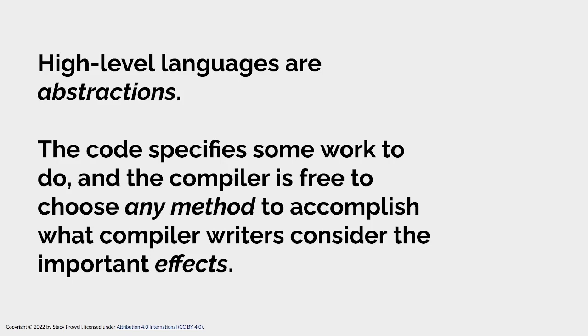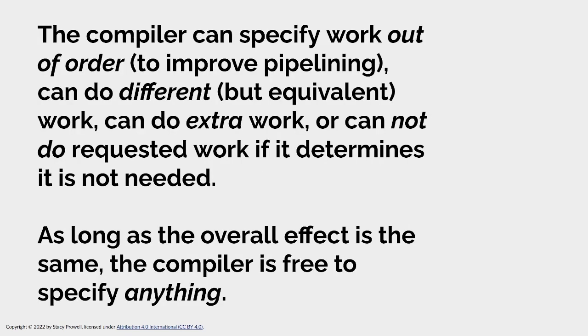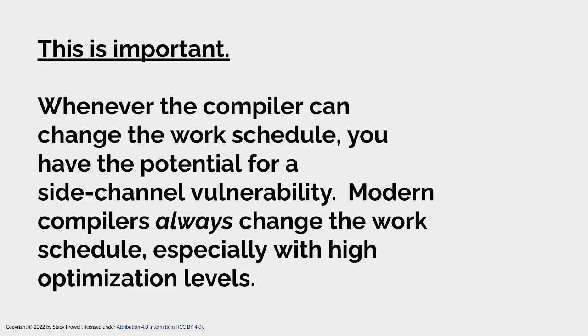High-level languages are abstractions. The code specifies some work, and the compiler can do whatever it wants to do. It can change the work schedule. As long as the result is the same, it can do anything. And whenever the compiler changes the work schedule, you have the potential for a vulnerability, and they always change the work schedule, especially with high optimization levels. Be wary of high optimization levels.